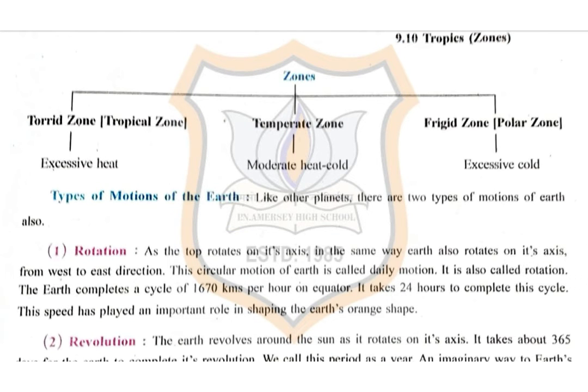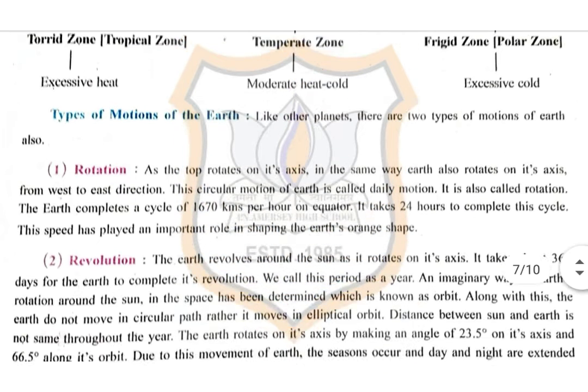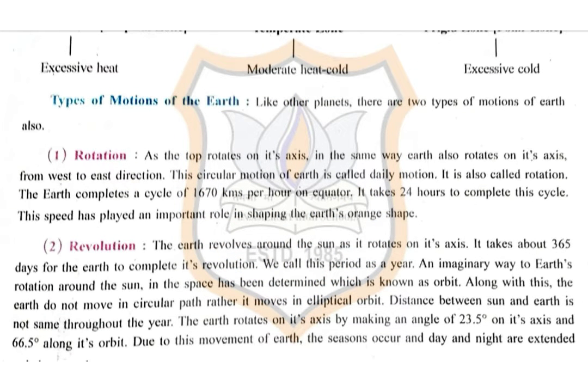Types of motion of the Earth. Like other planets, there are two types of motion of Earth. Number one, rotation. As a top rotates on its axis, in the same way, Earth also rotates on its axis from west to east. This circular motion of Earth is called daily motion. It is also called rotation.